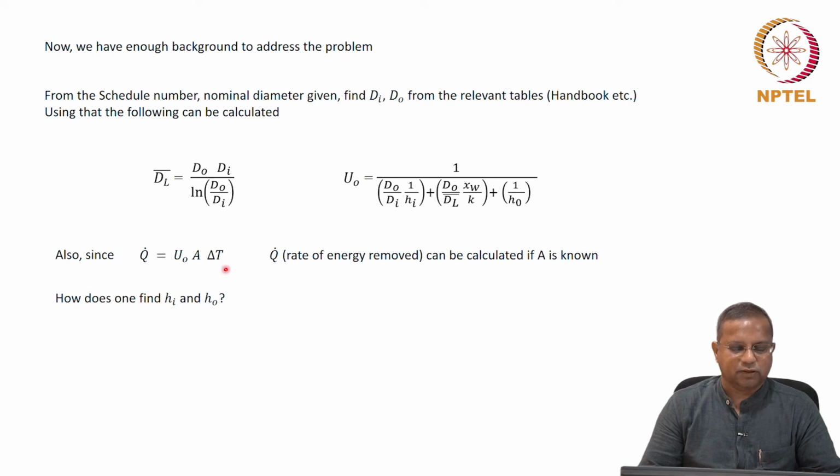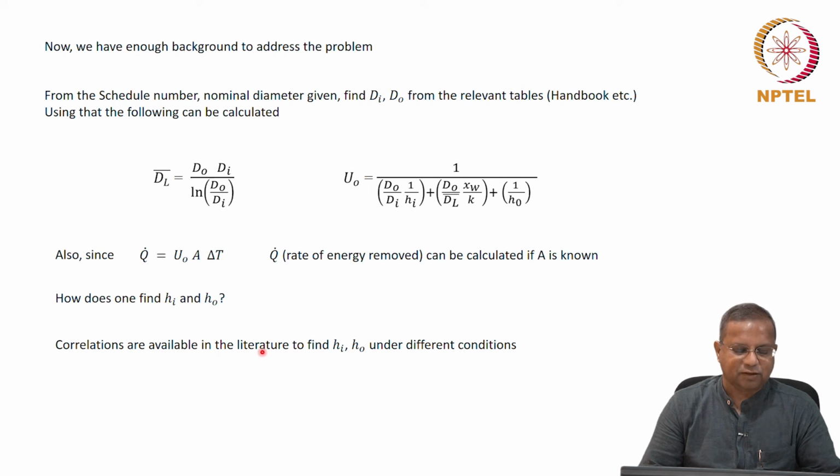Now, everything else is fine. You know d naught, you know di, you know xw, the wall thickness, you know the conductivity. And dl hash can be calculated. If you know hi and ho, you solve the problem. Hi and ho are the individual heat transfer coefficients. How do you find them?